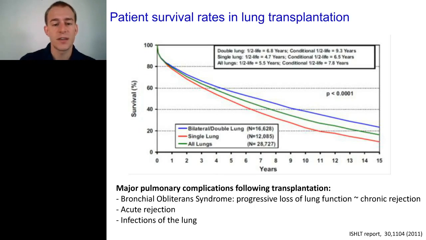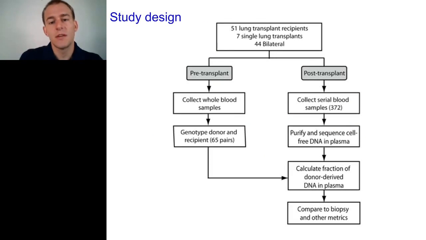And that is due to several major complications that arise following lung transplantation. For example, a syndrome called bronchiolitis obliterans syndrome, which is related to the progressive loss of lung function, and is likely due to chronic rejection, the constant occurrence of minor rejection events. Then acute rejection, and of course infections that plague the lung, because the lung is of course exposed to the outside environment. So again, we did something very similar to what we did for the heart transplants.